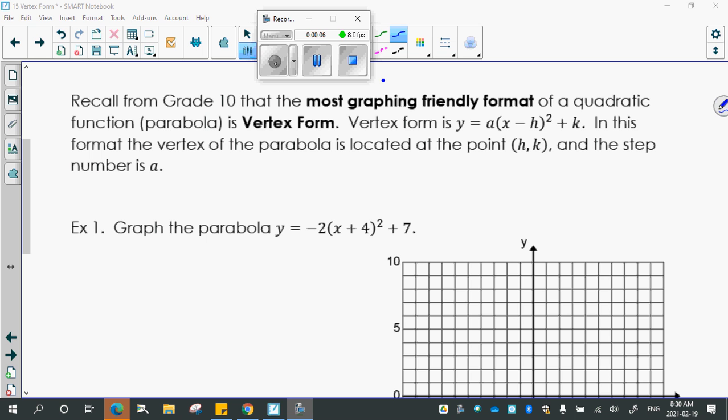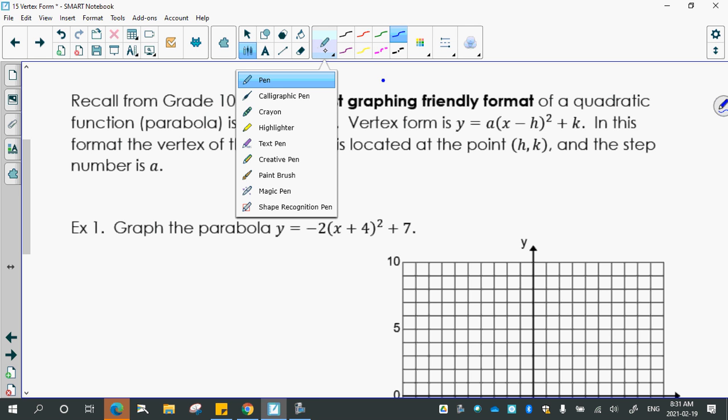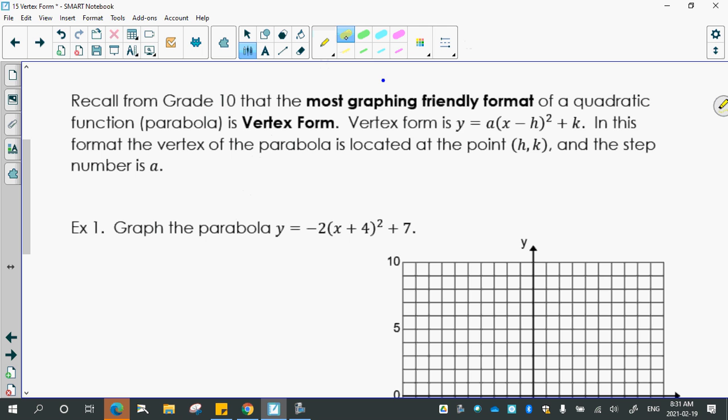So we're graphing quadratics in vertex form and remembering how to change from standard to vertex. All right, so that's the most graphing friendly form right there, vertex form. And it's so graphing friendly because H and K represent the vertex. So that's the point that it starts at. And A tells you the step pattern. Okay, and the step pattern, we'll talk about that first.